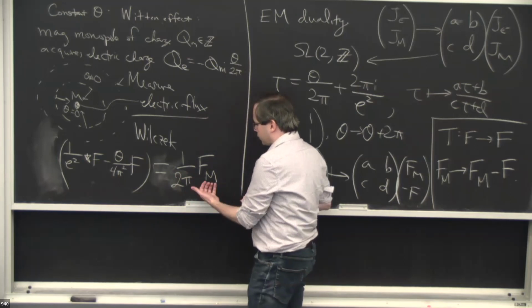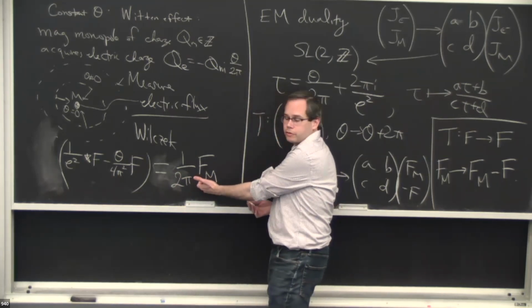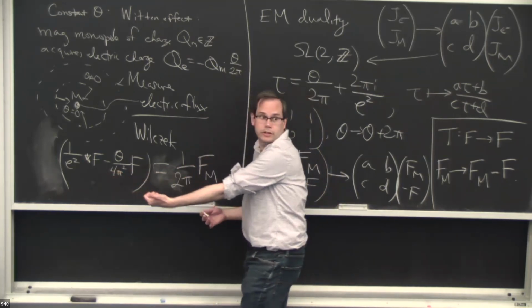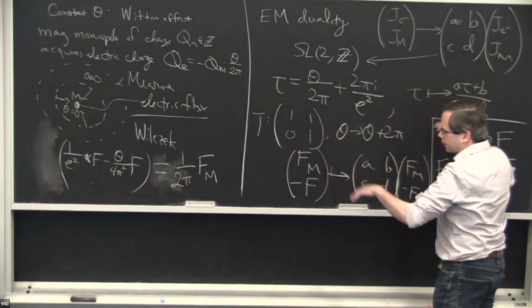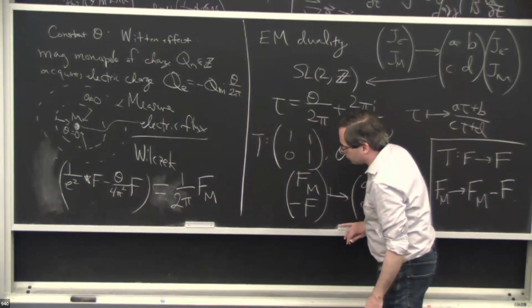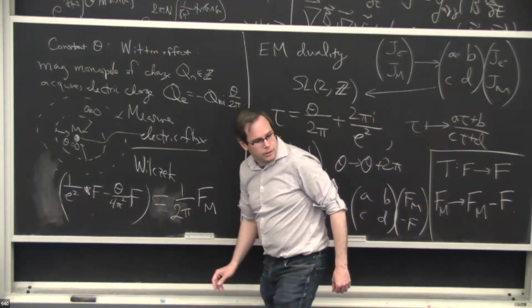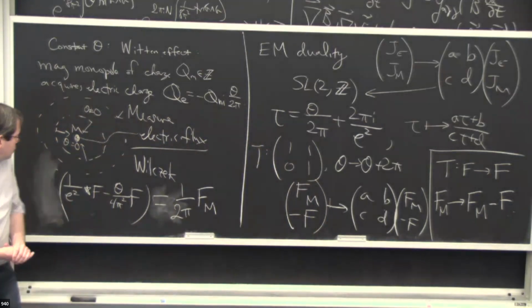So the only way that you'll get charge quantization right for your magnetic degree of freedom is if it knows about this theta. Okay, so we have this set of correlated facts.